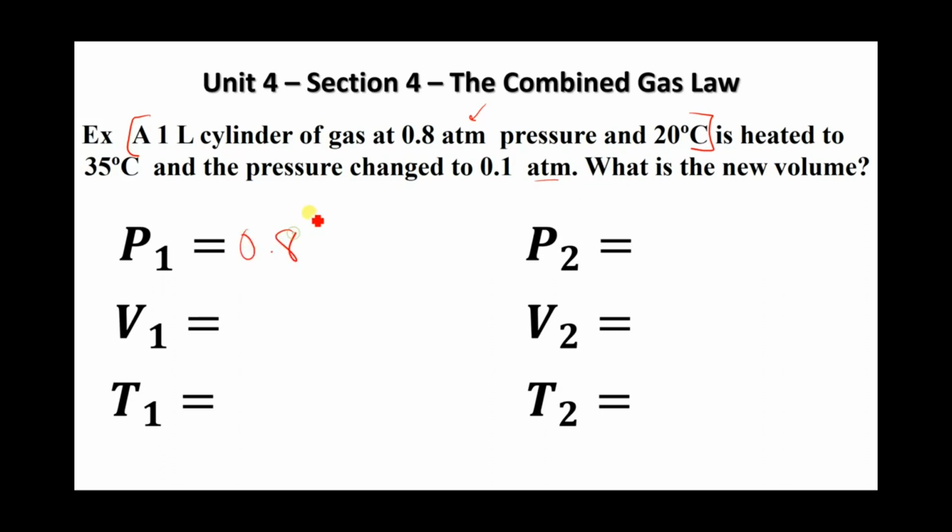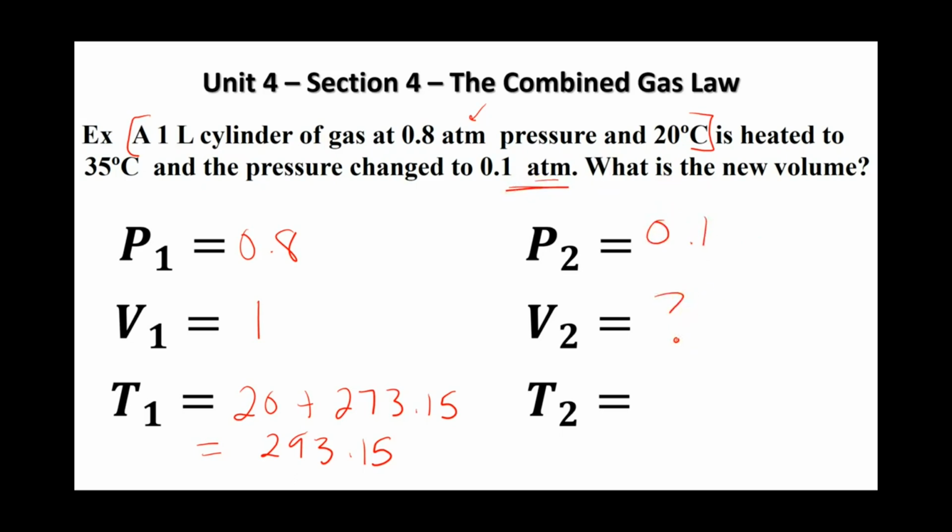We just need to be consistent. So down here we've got 0.8 atmospheres, we have a volume of 1, and our temperature is 20 degrees, but of course we want to work in kelvins, so that becomes 293.15 kelvins. Over to our second, our pressure here, we again have 0.1 atmospheres. We're trying to solve for our V2, and we'll take the 35 degrees and add it to 273.15, and that gives us 308.15.